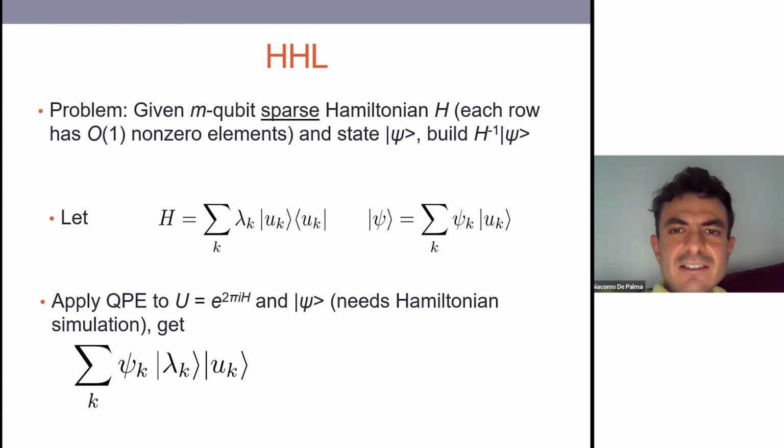Then with this dequantized algorithm proposed by Ewin Tang, what it gives you is access to the probability distribution that you get by measuring H^-1 psi in the computational basis. And if the problem that you have to solve is entirely classical, this classical algorithm has only a polynomial overhead with respect to HHL.